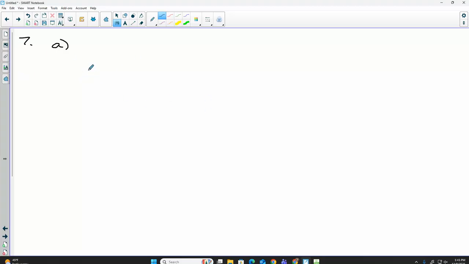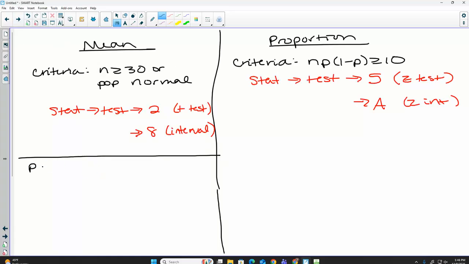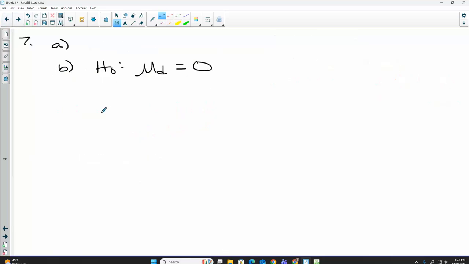Okay. So B, if it is paired, the null is always dealing with the difference. Because if I do two separate things, it treats them as independent data. So anytime it's paired data, your null is always the mean of the difference. Then my alternative, we were testing if it was equal to height, so not equal.